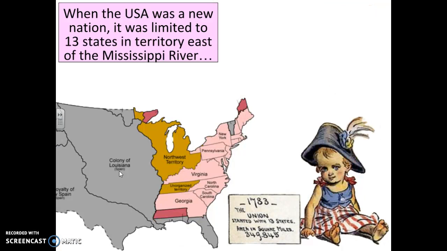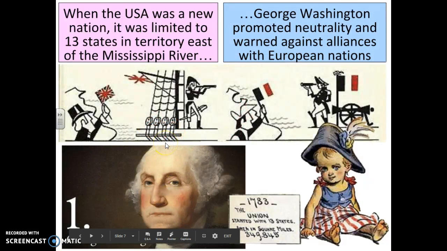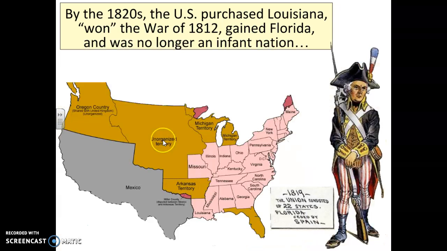So keep in mind, with the different stages that we're talking about with American history and American expansionism, the U.S. at this point, right after the end of the American Revolution, looked like this. You have your 13 states here, and the Mississippi River is the boundary. And then George Washington is going to promote things like neutrality. We talk about warning against alliances and staying out of European nations' affairs. We know that does not always hold true, but a lot of the 1800s is governed this way.